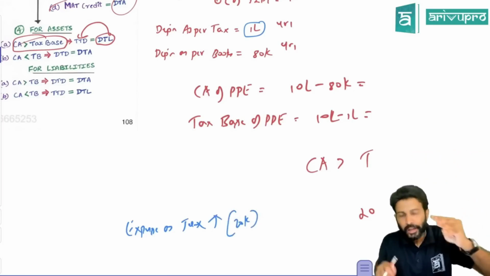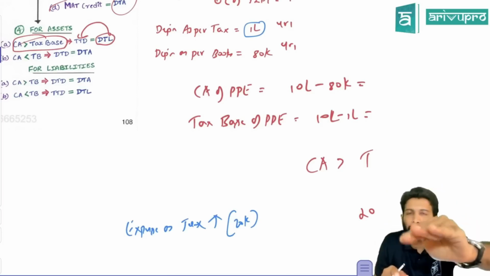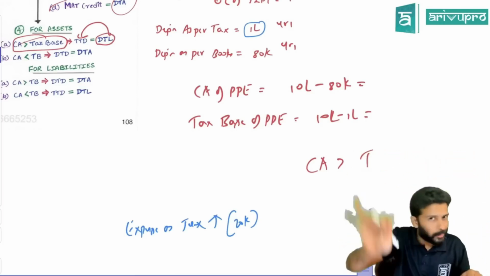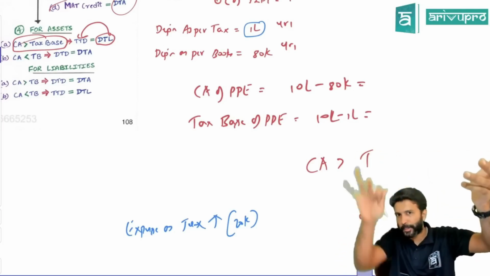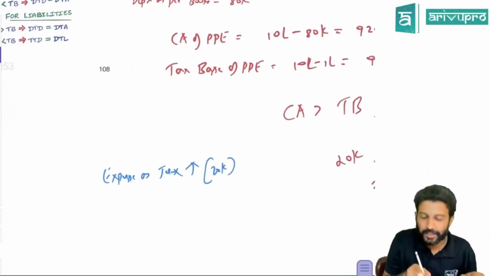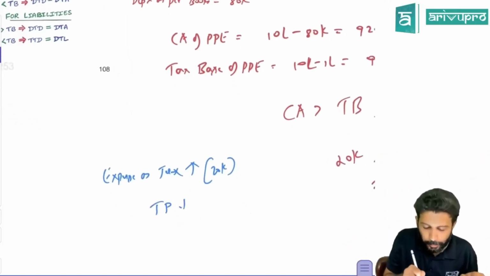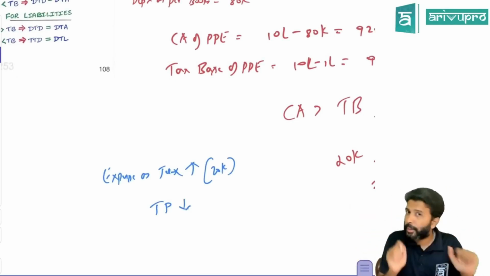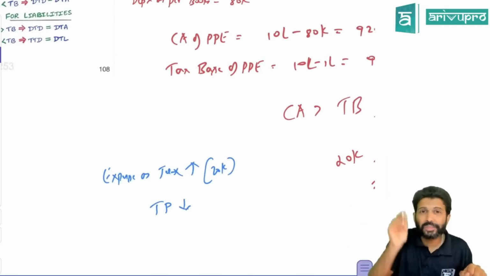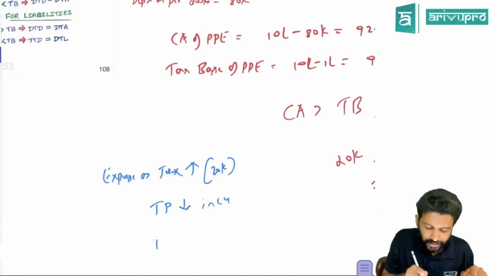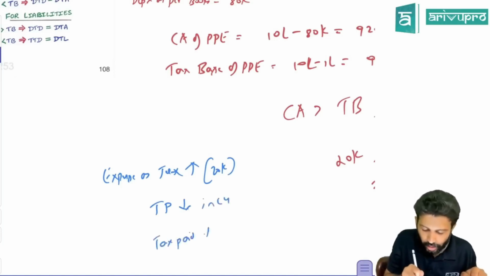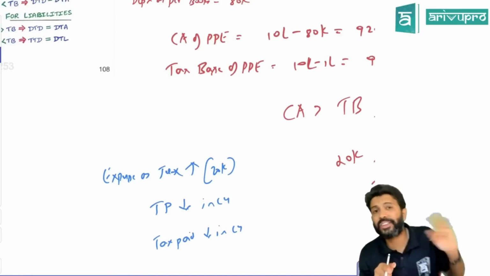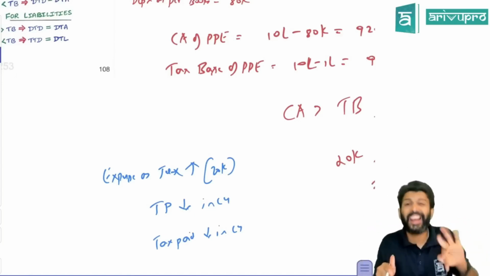Understand its implication now. If expense is more as per tax record, taxable profit will be less, because if expense increases, profit will reduce. So if expense as per tax is more, taxable profit in the current year will be less. Based on taxable profit only you pay tax. If taxable profit is less in the current year, the tax that you pay in the current year also will be less.